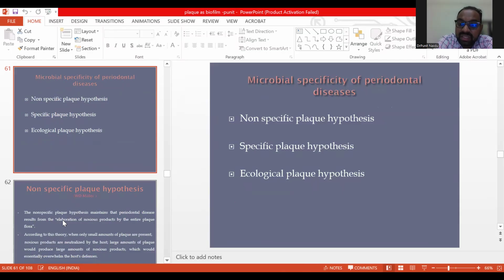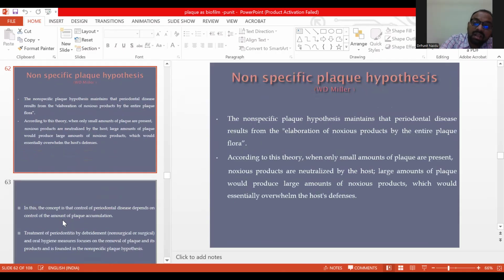The three theories for the formation of plaque that result in periodontal disease are the non-specific plaque hypothesis, the specific plaque hypothesis, and the ecological plaque hypothesis. The non-specific plaque hypothesis was described by W.D. Miller. In this hypothesis, small amounts of plaque are present and these noxious products are neutralized by the host, and a large amount of plaque would produce large amounts of noxious products, which usually overwhelm the host defenses.